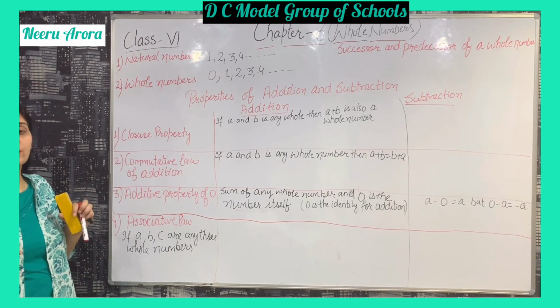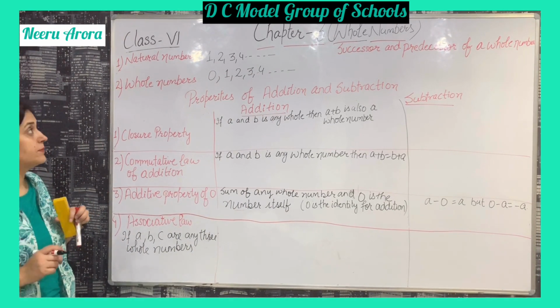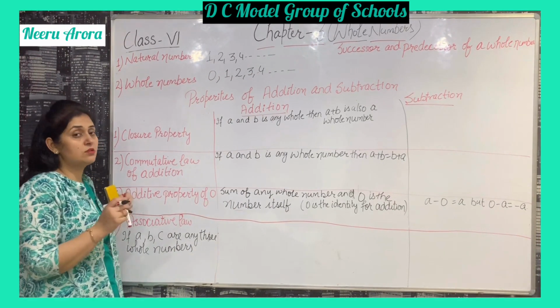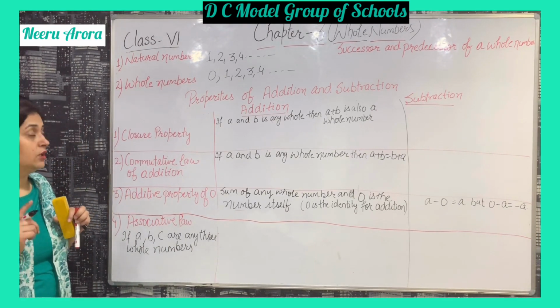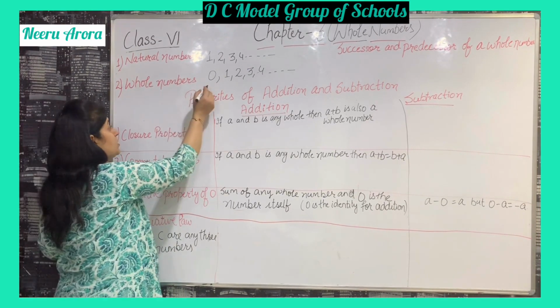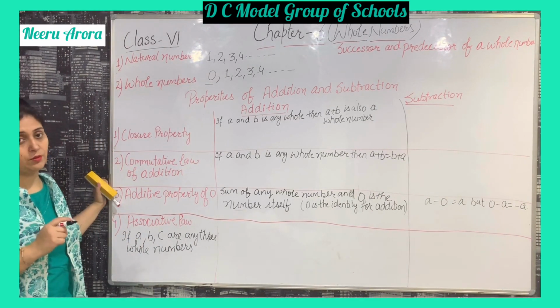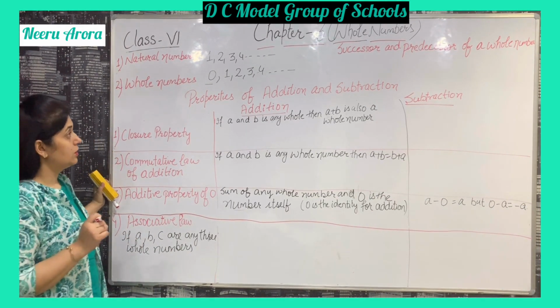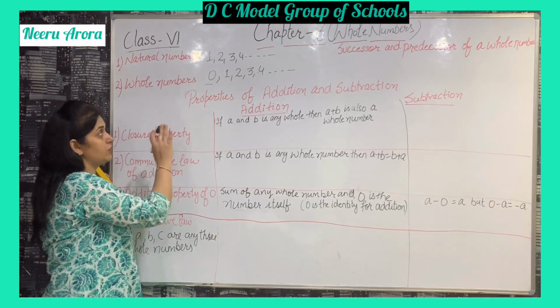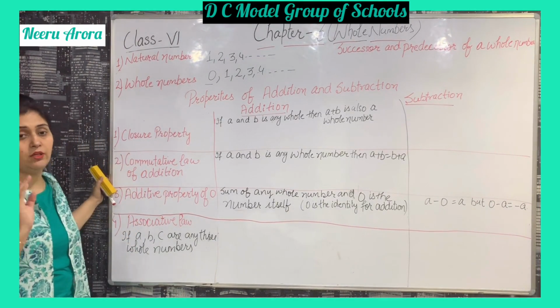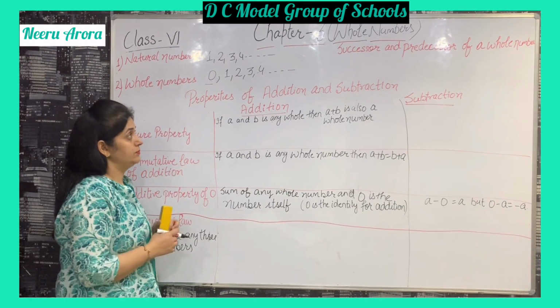What is the difference between natural numbers and whole numbers? In natural numbers, we begin from 1. In whole numbers, we include 0. But in natural numbers, we don't have 0. So whole numbers begin from 0: 0, 1, 2, 3, 4 and so on.